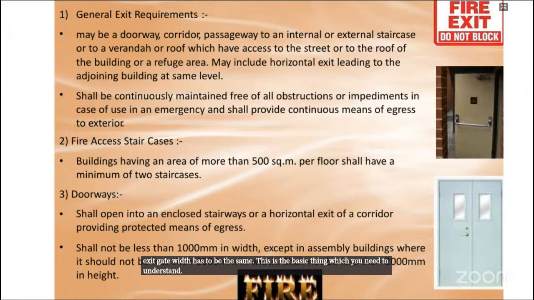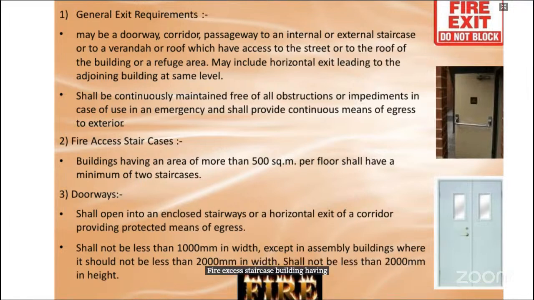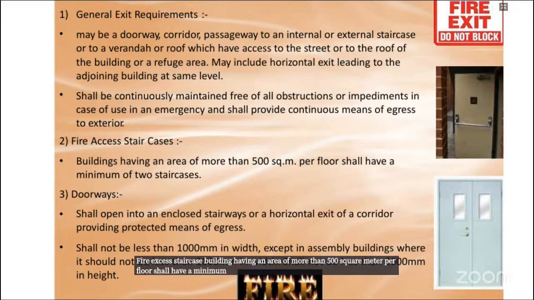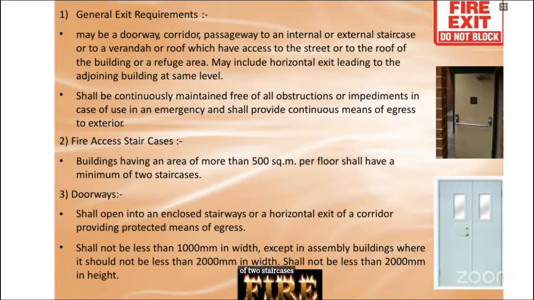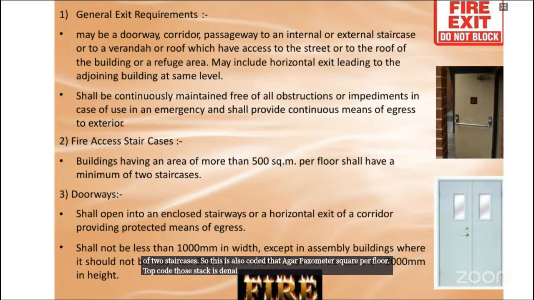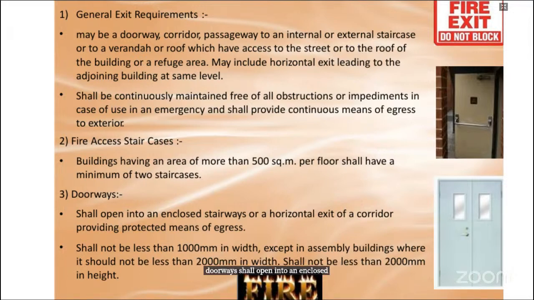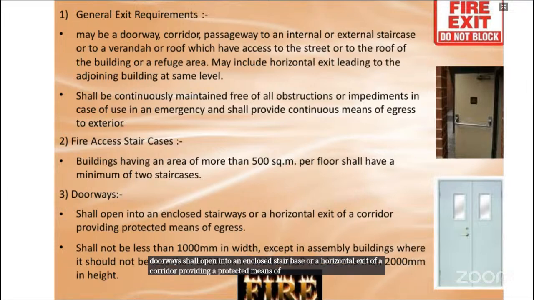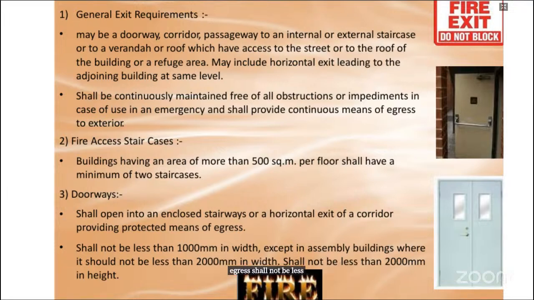Fire access staircase: a building having an area of more than 500 square meter per floor shall have a minimum of 2 staircases. So this is also coded, that if it is 500 square meters per floor, then you have to give 2 staircases. Doorways shall open into an enclosed stairway or a horizontal exit of a corridor, providing a protected means of egress. Shall not be less than 1000 mm in width, except in assembly buildings.